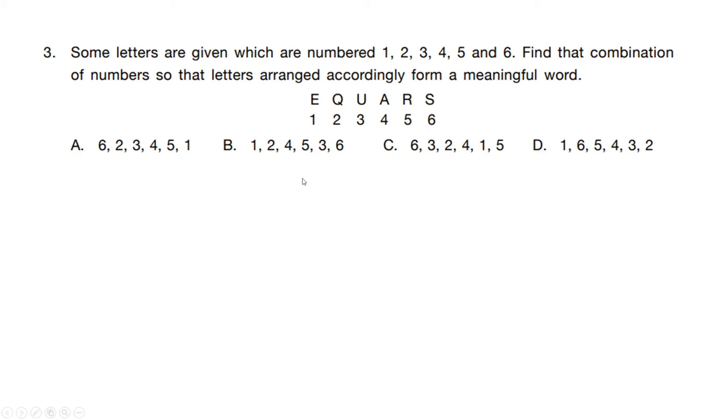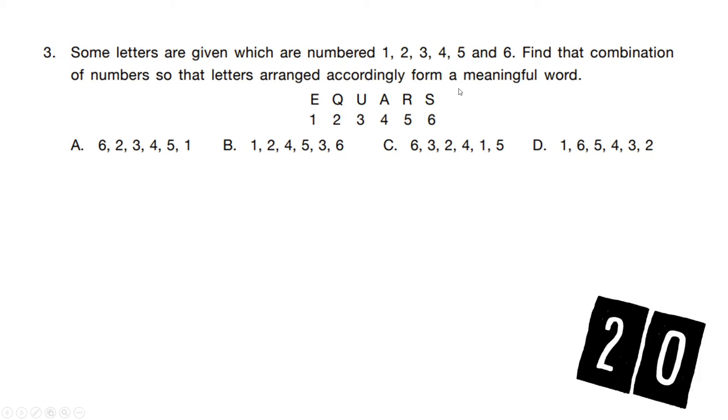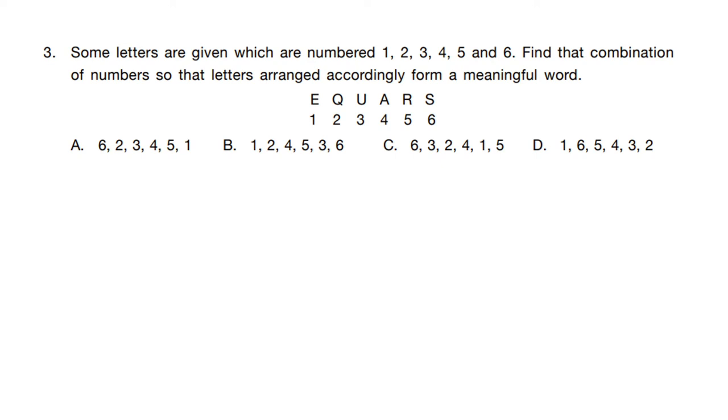Let's read the next question, which says, some letters are given which are numbered 1 to 5. Here, as you can see, find that combination of numbers so that letters arranged accordingly form a meaningful word. Well, if you look carefully, when you unscramble it, the word that you get is S-Q-U-A-R-E, which is square. S is 6, Q is 2. Now, if you look at this combination, only the first one has the first two letters right. So, obviously, this will be the right answer. You don't need to solve for the rest.